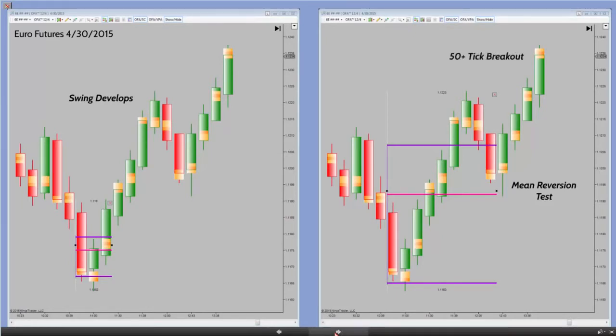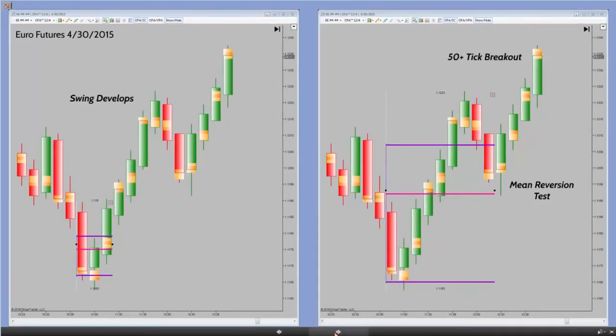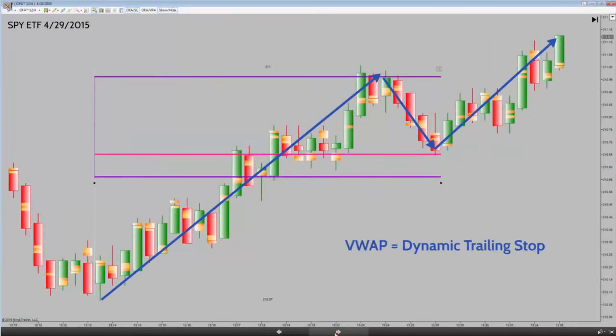Here's another chart. This is the SPDR ETF. There's a substantial swing higher, and price is driven back to the VWAP. And then a continuation follows. This is a perfect trailing stop for swing traders. If you are a swing trader, it's a perfect trailing stop mechanism.